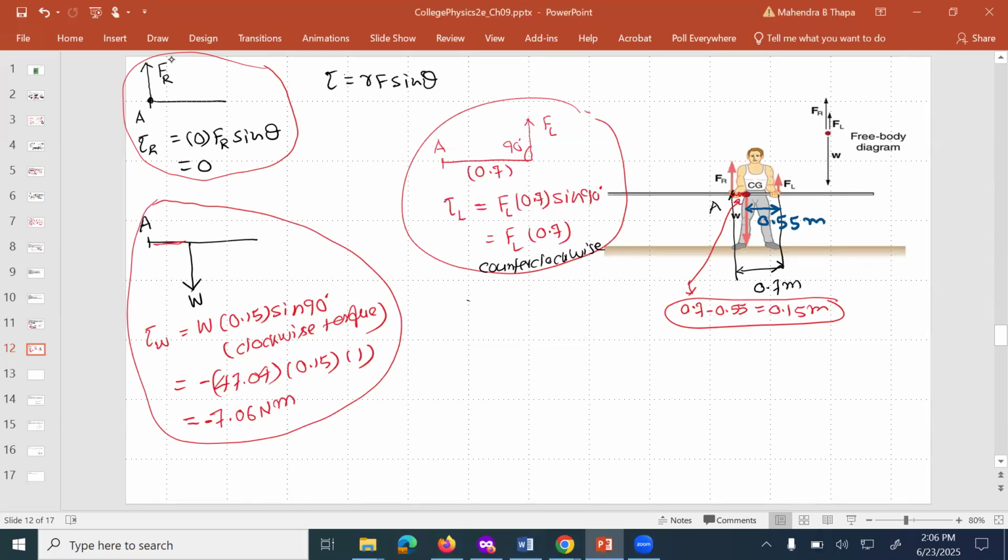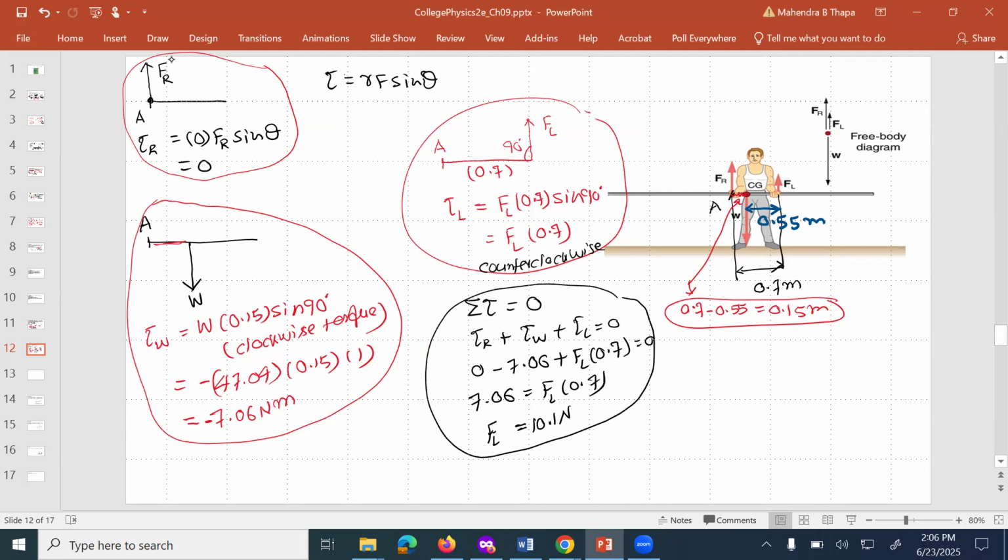Now we can use the condition of total torque equal to 0 at equilibrium. So we can write tau R plus tau W plus tau L should be 0. So if you plug in the numbers, 0, negative 7.06 plus FL times 0.7 equals 0. So we can do a little bit of algebra here, right? That gives us FL equals 10.1 Newton.